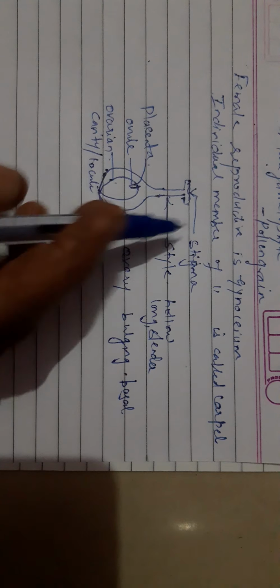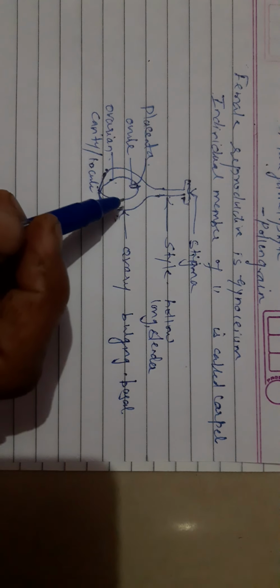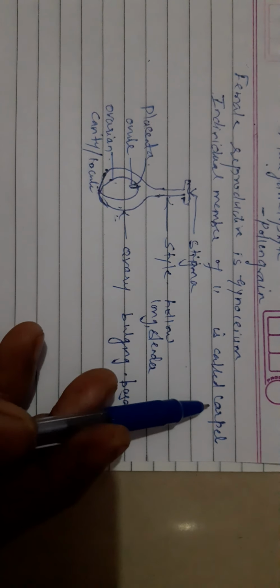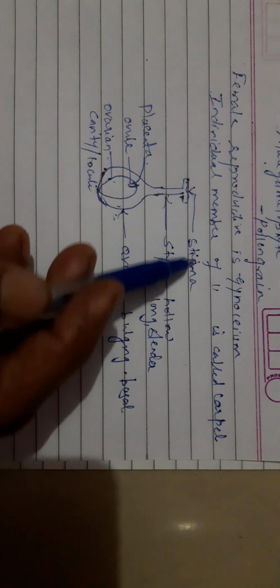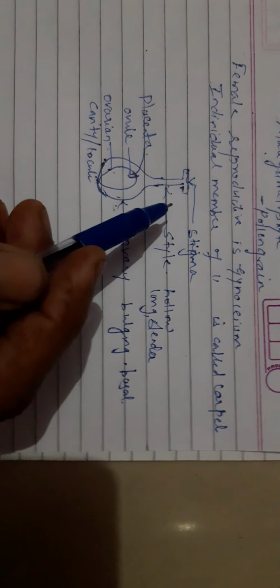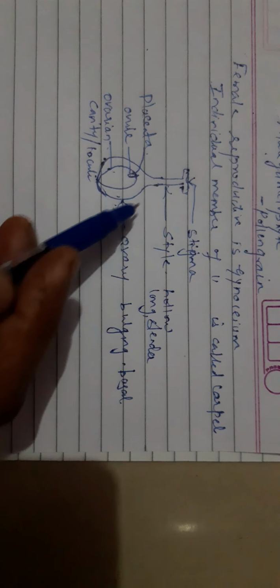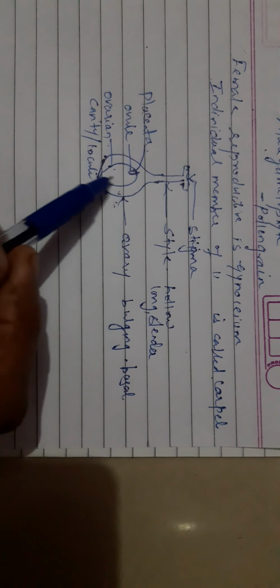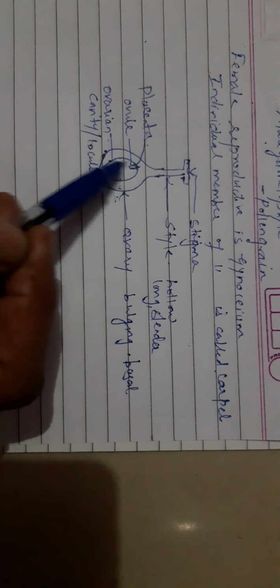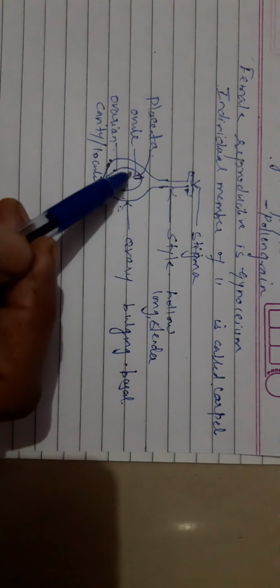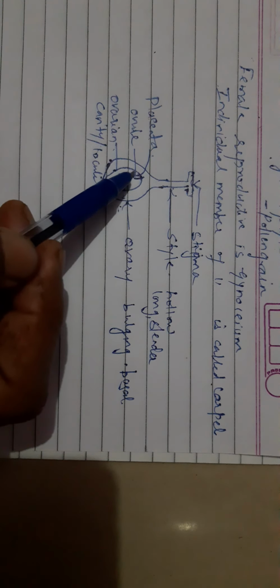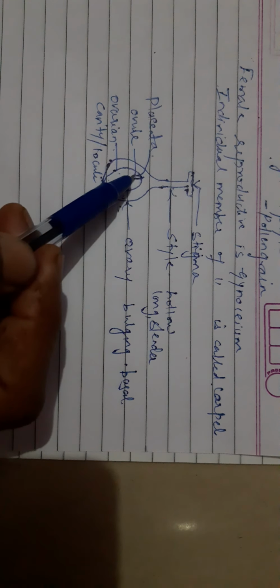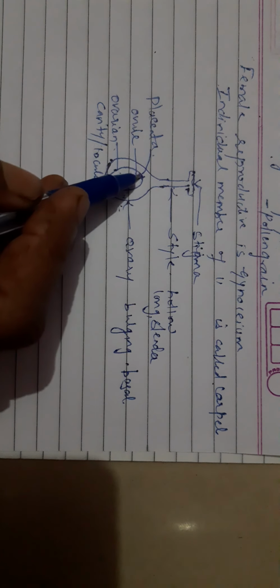So this is the individual member of the female reproductive organ, that is gynoecium. Gynoecium's individual member is known as carpel, as in androecium we have studied, the individual member is known as stamen. Carpel has three parts: stigma, style, and ovary. In the ovary there is a cavity called the ovarian locule, and in that locule is a placenta, attached to which there is an ovule. And we are going to study now this part, that is the ovule.